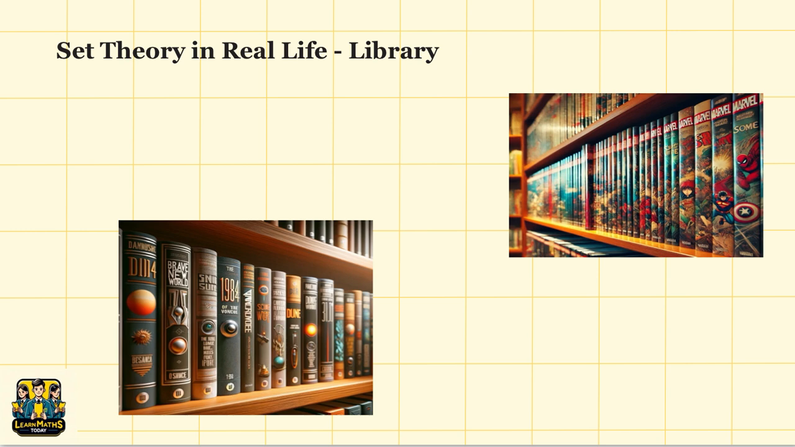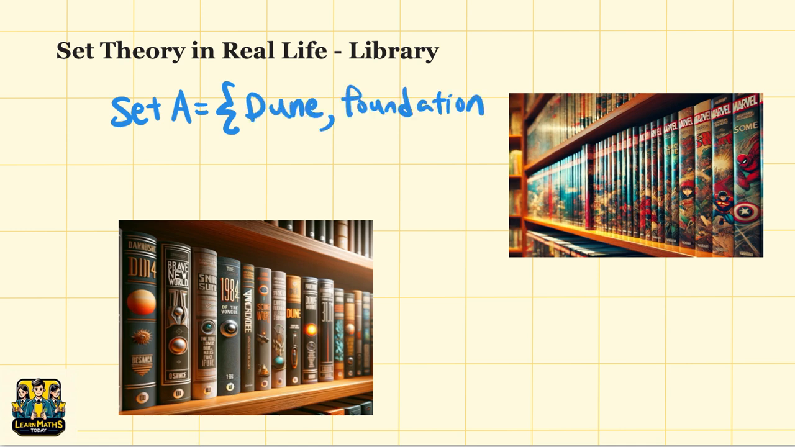For instance, we can call the science fiction shelf A, and we can represent it using set notation. Shelf A equals open curly bracket, Dune, Foundation, 1984, Brave New World. Every book on that shelf is an element of shelf A, just like each member of a set in mathematics is an element of that set.